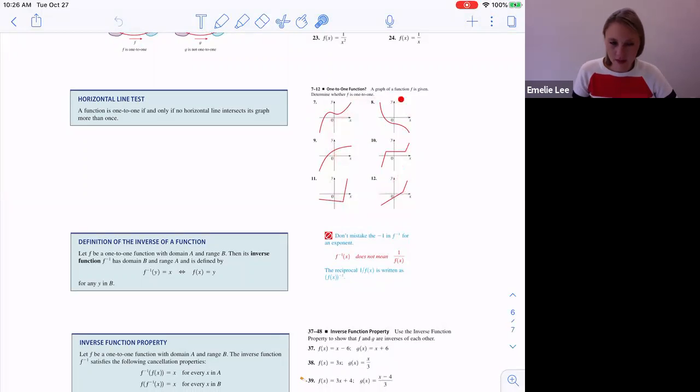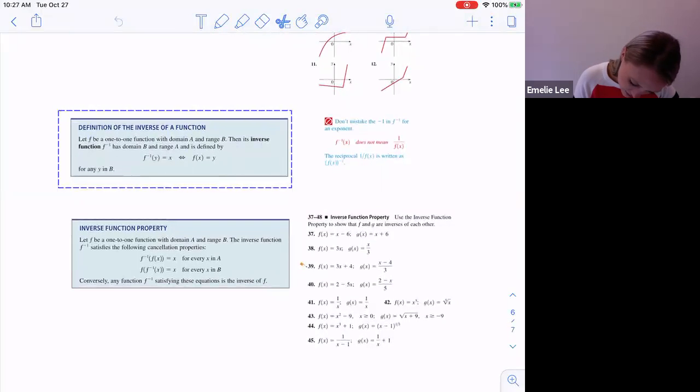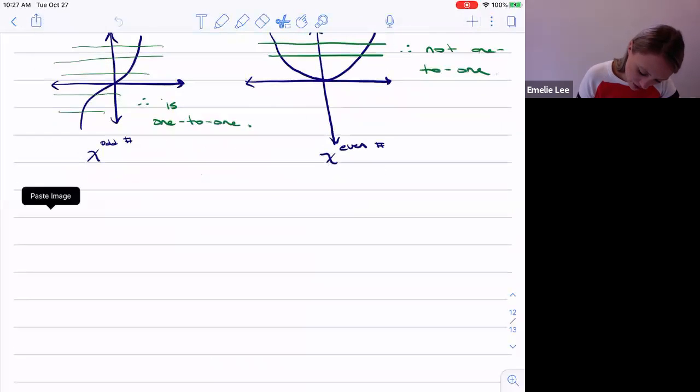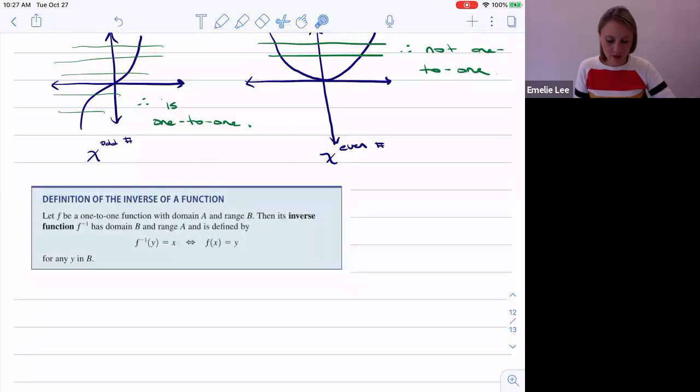So we're not going to talk about these, because it's just given graphs and figuring out if it's 1 to 1. But what I do want to talk about is the inverse of a function. So the inverse of a function assumes that the function is one-to-one. So that's what we established first. Okay, we need to be able to show that something is one-to-one before we're able to find the inverse.